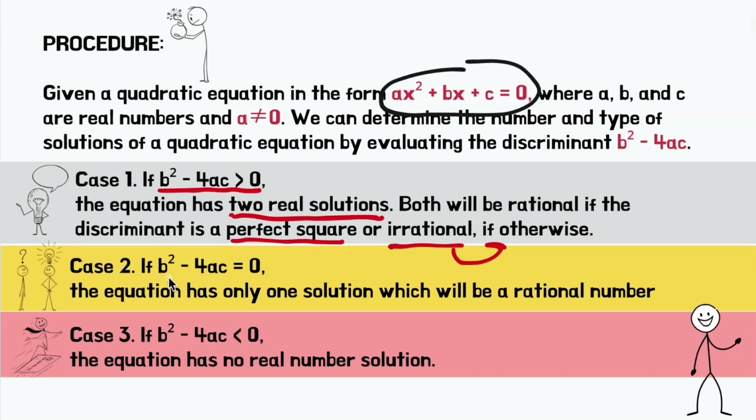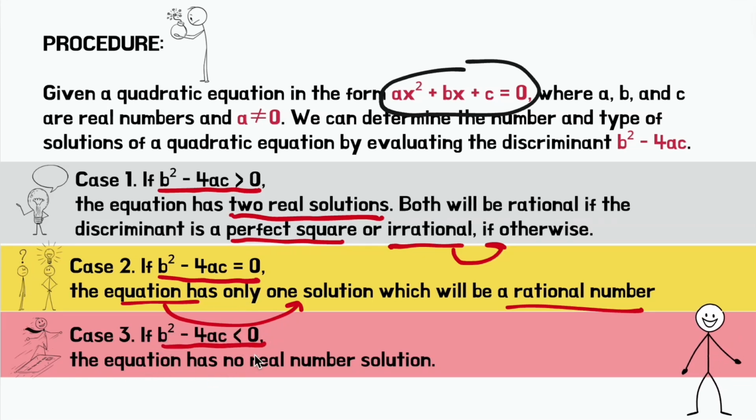Pangalawang case is kapag naman ang discriminant natin ay equal sa 0. Okay? Kapag ganyan, the equation has only one solution, which will be a rational number. Isang solution lang po ang pwedeng makita natin kapag ang discriminant natin ay 0. On the other hand, yung case number 3 natin, kapag ang discriminant ay less than 0 or mga negative numbers, the equation has no real solution. Okay? I'm sure we encountered these particular cases in the previous discussion. So, pinangalanan lang natin yung method na ginagamit dito to identify it.